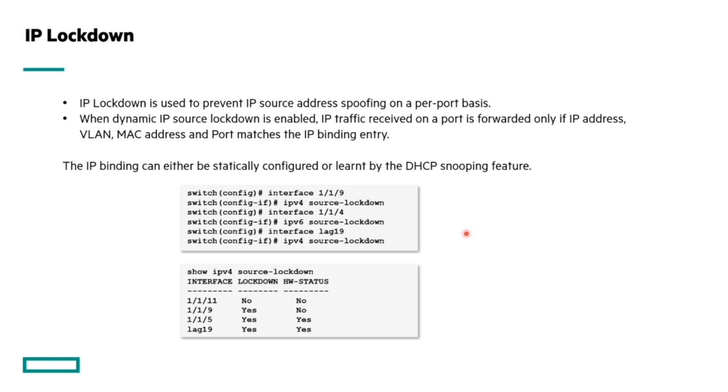And as a bit of a refresher, here's a basic config for dynamic IP lockdown for both IPv4 and IPv6. It can be applied to either an interface or a link aggregation group. And then if you want to see what's configured on a specific interface for IP lockdown, you have various show commands which show you the interfaces or link aggregations that have IP lockdown configured.